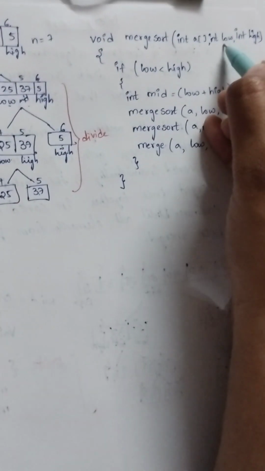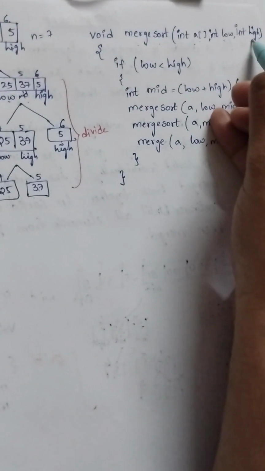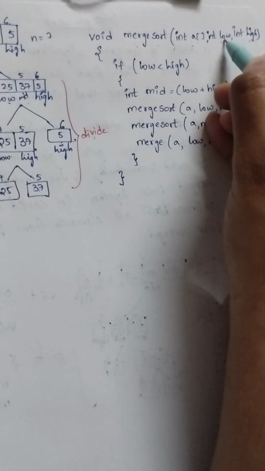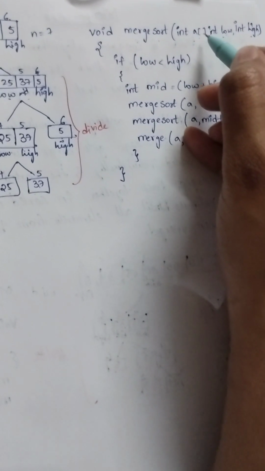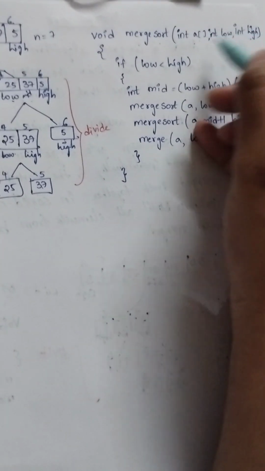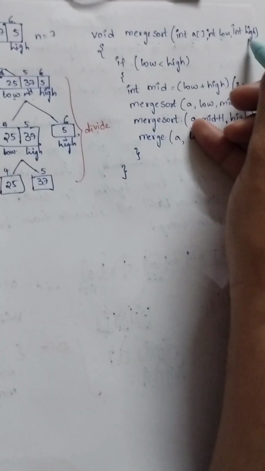And here we are going to give the first argument as array A. The second argument is what? Low index. And the third argument is what? High. So if we have low and high, we can calculate the mid. So how many arguments are we using? 3 arguments. One is array A, low index and high index.